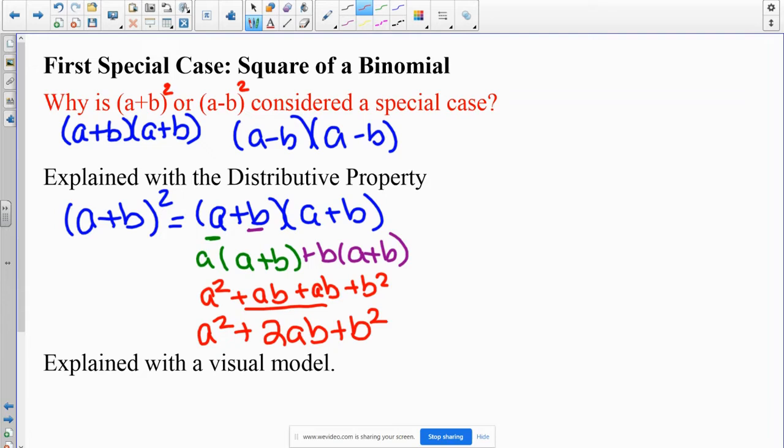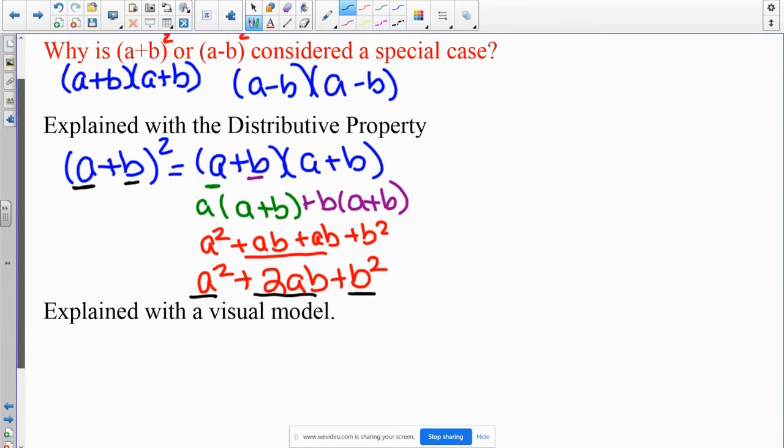Okay, so you're going to notice here that this first term is the first term of your binomial squared. The last term of the trinomial, right here, is the last term of the binomial squared. And then this middle term is 2 of the a times b. In other words, 2 of the product of the first and last terms. So that's why it's 2ab. And I'll show you some examples with real numbers.